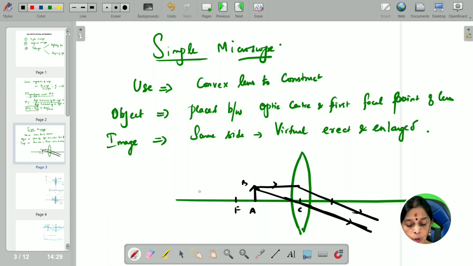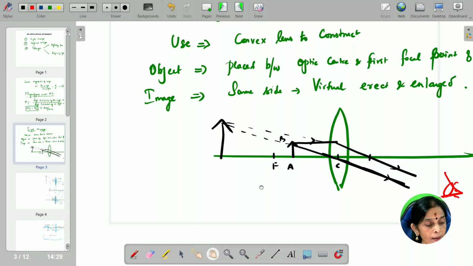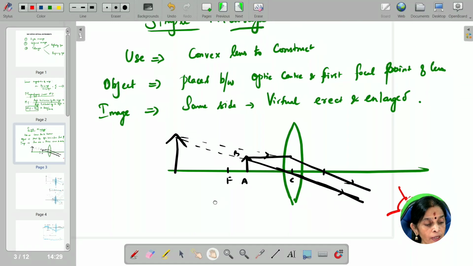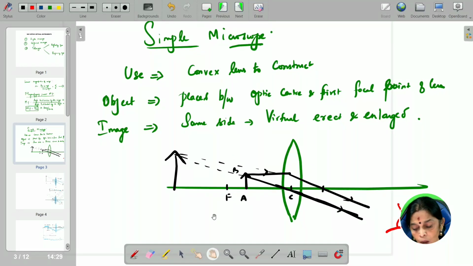So, therefore, produce the rays of light at the back and then check where you are getting the image. So, you get an image over here. So, therefore, you can say you are going to view from here. You can see here, we are going to view from here. Got it? So, now the angle made by the object.